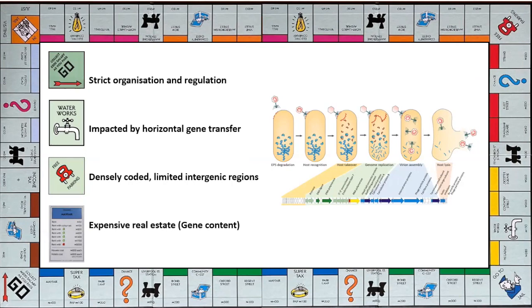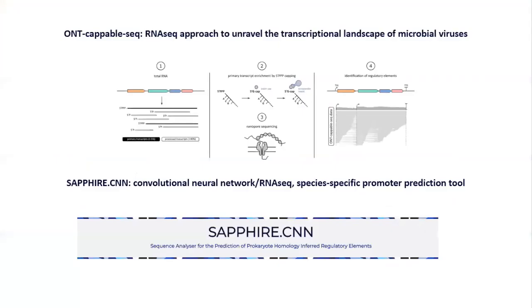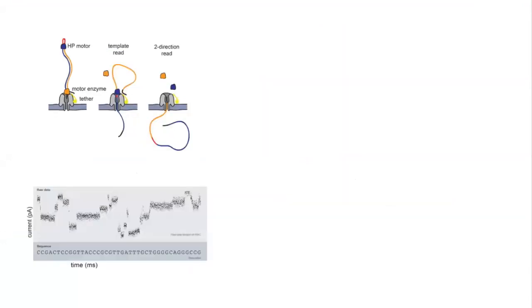What I want to talk to you about today is primarily a sequencing technique called ONT-cappable-seq, which is an easy RNA-seq approach that is specifically aimed to be low-tech and to elucidate the transcriptional landscape of microbial viruses and find out some new things about it, in addition to another tool that I will be talking about.